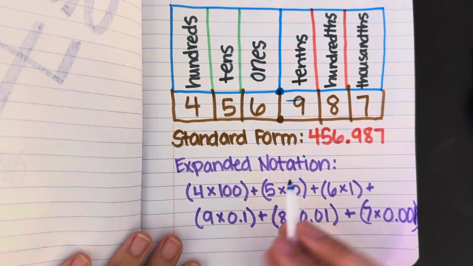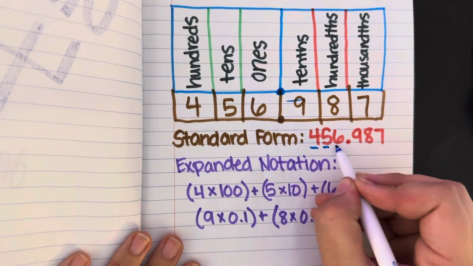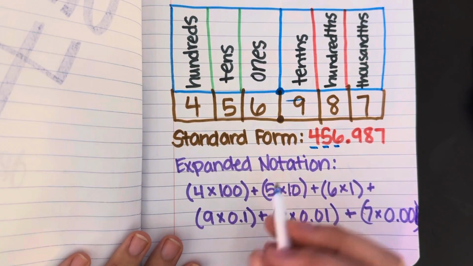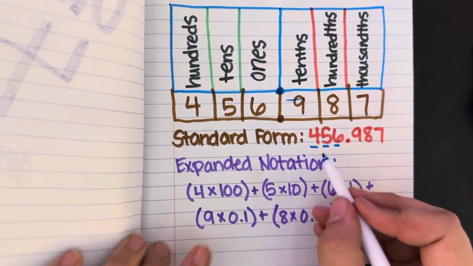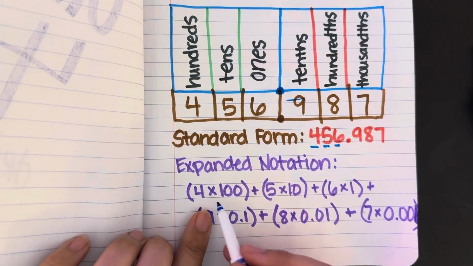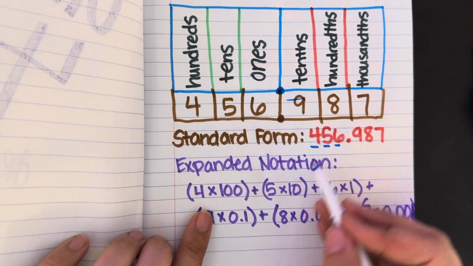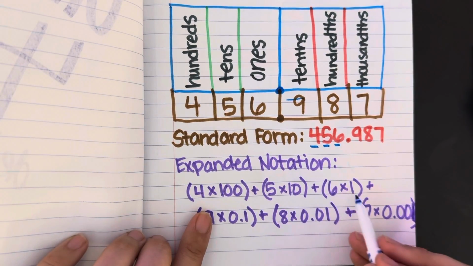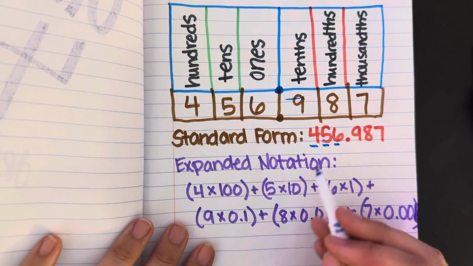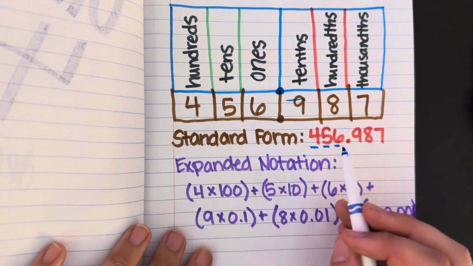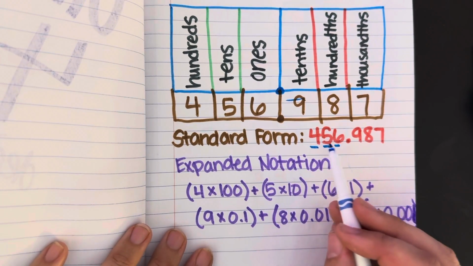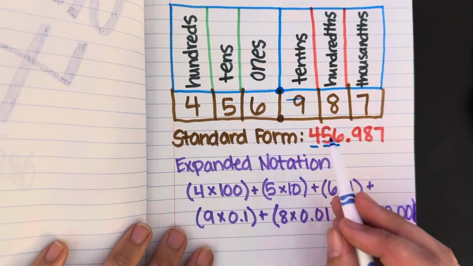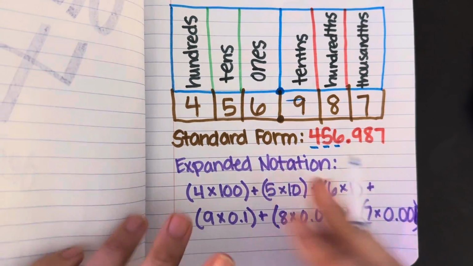So expanded notation is breaking each of these digits down into its value. If I have a 4 in the hundreds place, 4 times 100, 5 in the tens place, 5 times 10, 6 in the ones place, 6 times 1. So this really helps them understand that this is not just 4, 5, 6. This is 4 hundreds, 5 tens, and 6 ones broken apart.